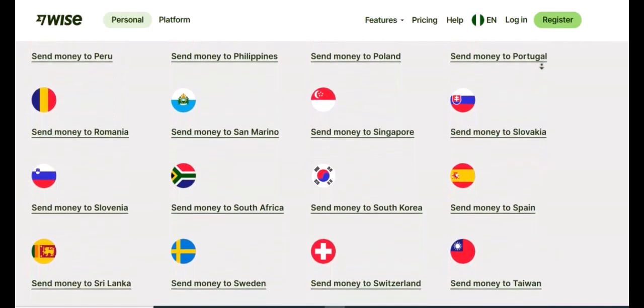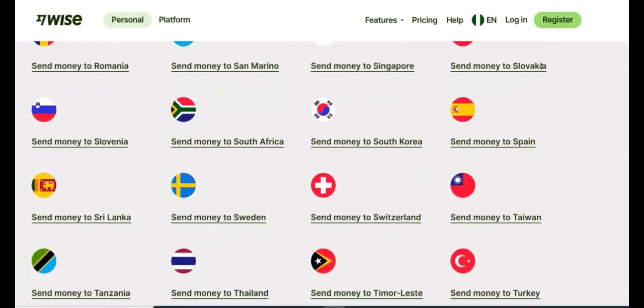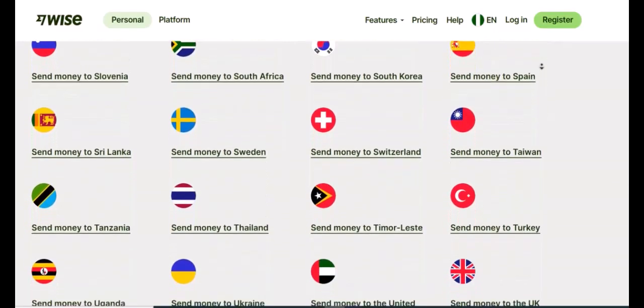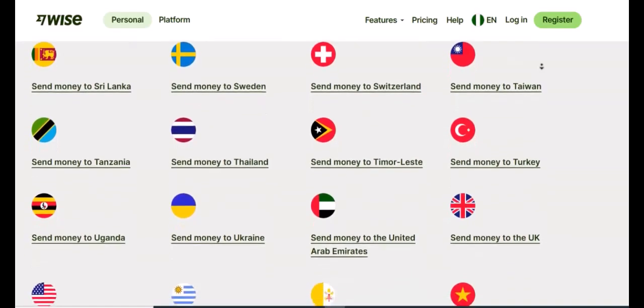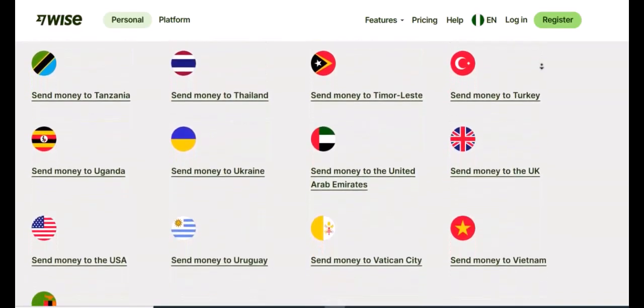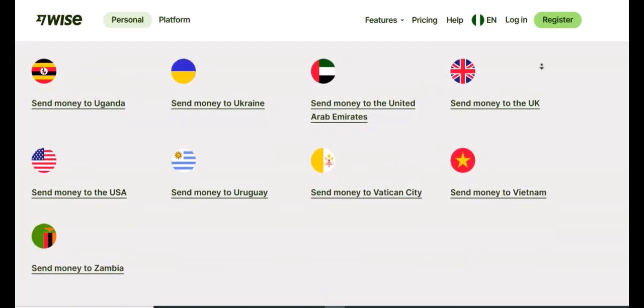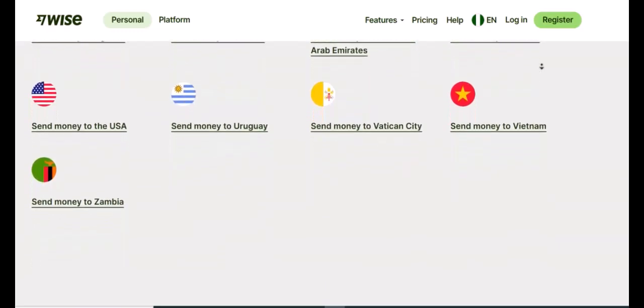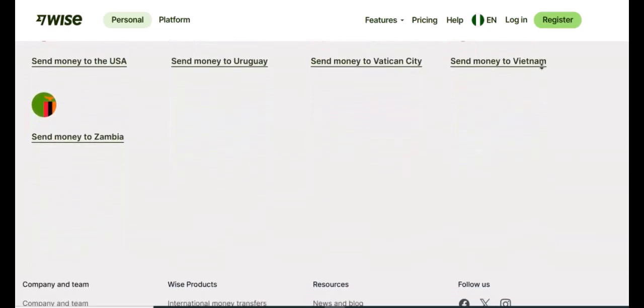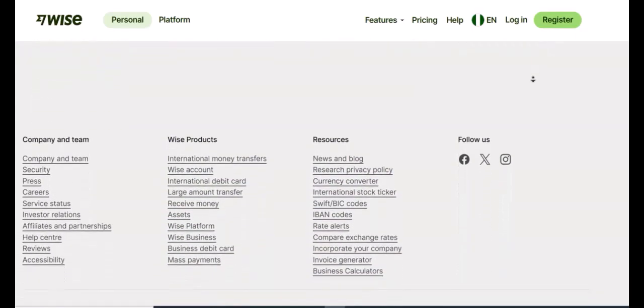Convenience. The entire process is managed online or through the Wise app, eliminating the need to visit a physical bank branch or deal with complex paperwork. Transparency. You always know exactly how much you're sending, what the exchange rate is, and what fees you're paying before you confirm the transaction. What to keep in mind.